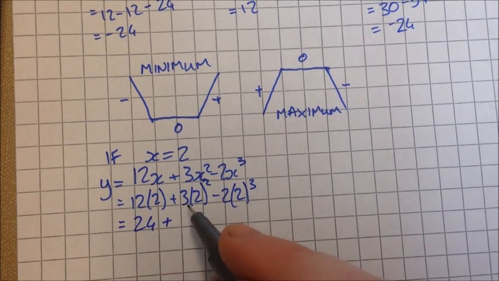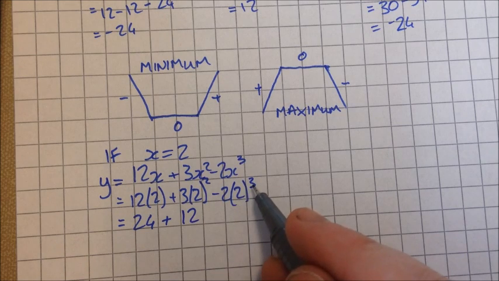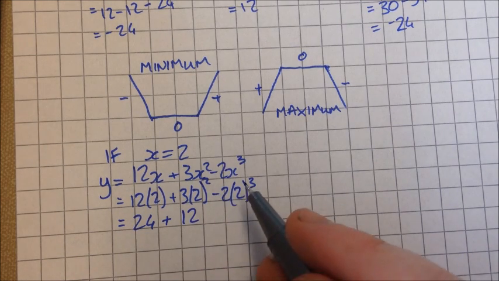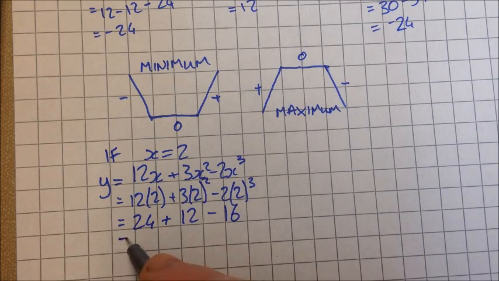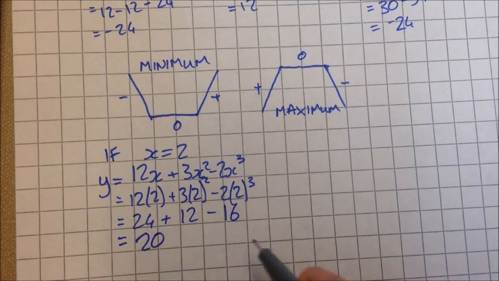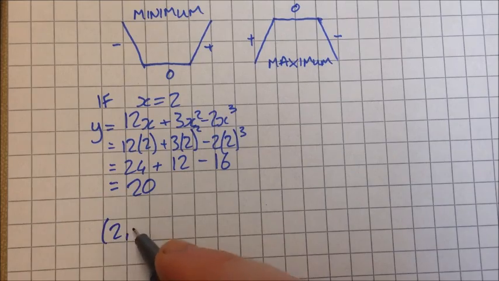24, 3 lots of 2 squared, that's 3 lots of 4, that's 12. 2 cubed is 8, 2 lots of 8 is 16. So that is in total 20. So your coordinate for that point is (2, 20).